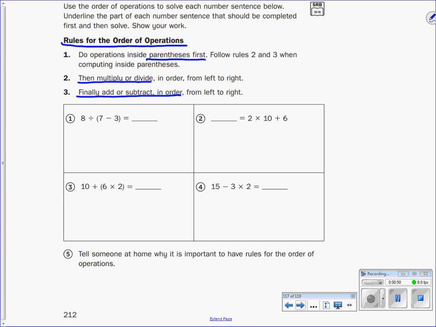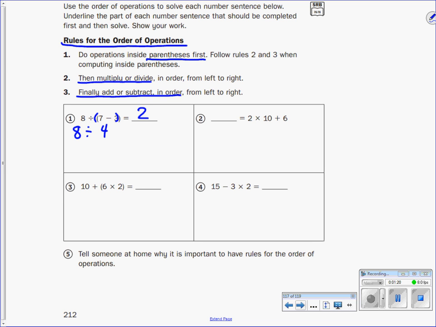So let's look at this problem. 8 divided by (7 minus 3). Okay, my first rule is I do what's in parentheses first. Doesn't matter what's in there, just so it's in parentheses, I do it first. So that now becomes 8 divided by 4. Okay, and 8 divided by 4 is 2. Once again, boys and girls, I recommend that you go back and rewrite the new problem. Number 2, 2 times 10 plus 6.